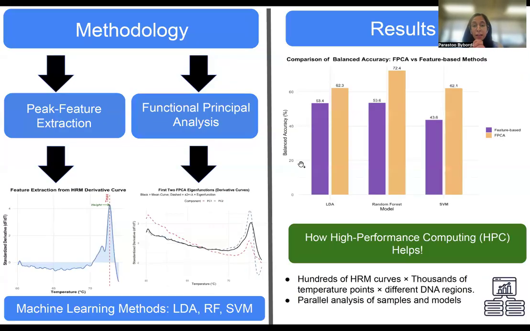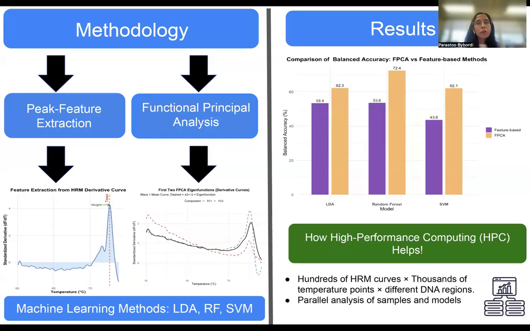Next slide, please. So we have defined 2 methodologies here. First is peak feature extraction. We extract features like the temperature, the height, and the area under the curve for each curve, and we can see the differences between the curves. And the second one is functional principal component analysis. We summarize the curves as a smooth function and see the variation between them.